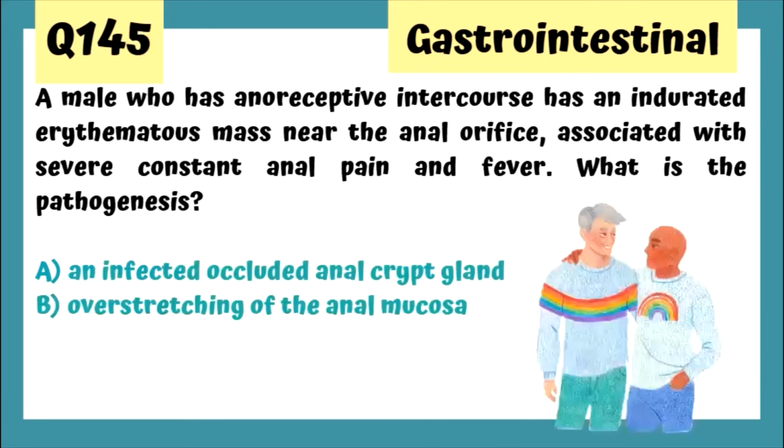Question 145. A male who has anoreceptive intercourse has an indurated erythematous mass near his anal orifice associated with severe pain and fever. So this sounds like a perianal abscess. What's the pathogenesis? How does it work? So it's an infected and occluded anal crypt gland.